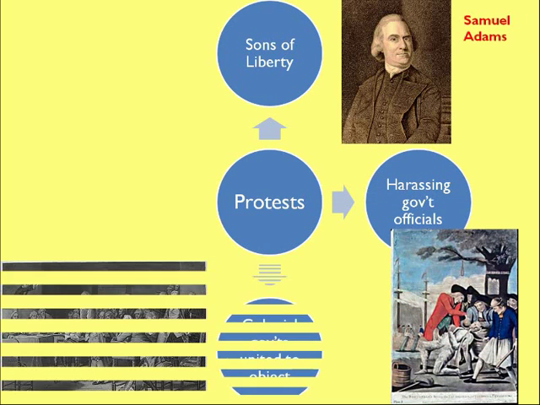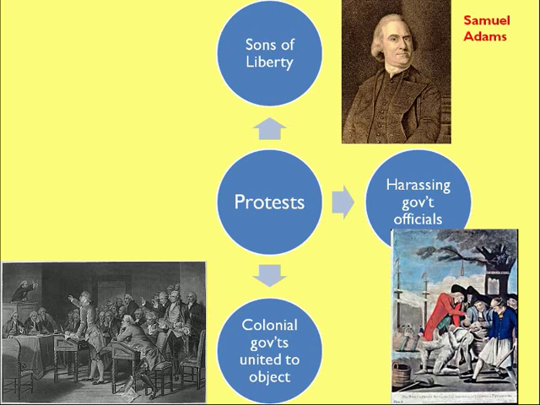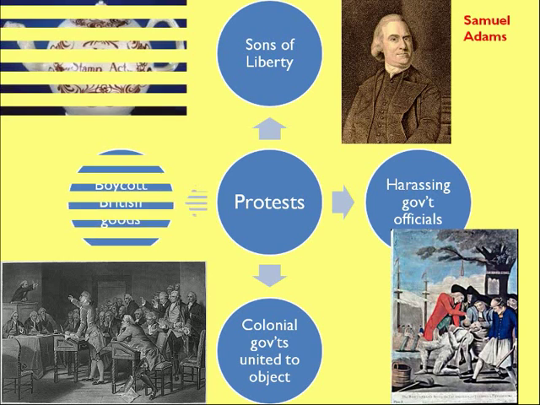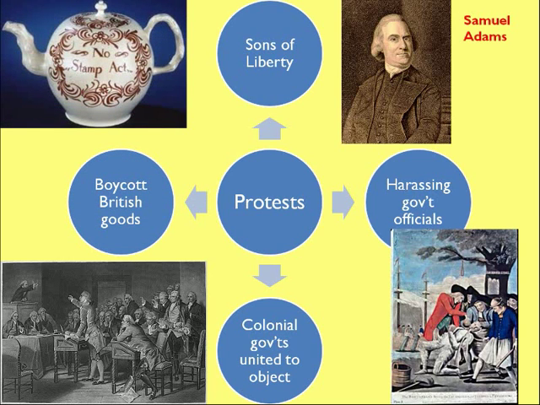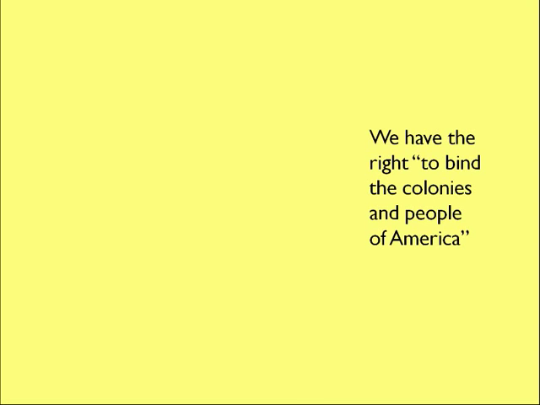They harassed government officials. All of the colonial governments, the local assemblies, were united in opposing this, and there was a boycott of British goods that was very well organized and quite effective. It hurt British merchants, so the tax was repealed. Britain backed off and took away the Stamp Act.